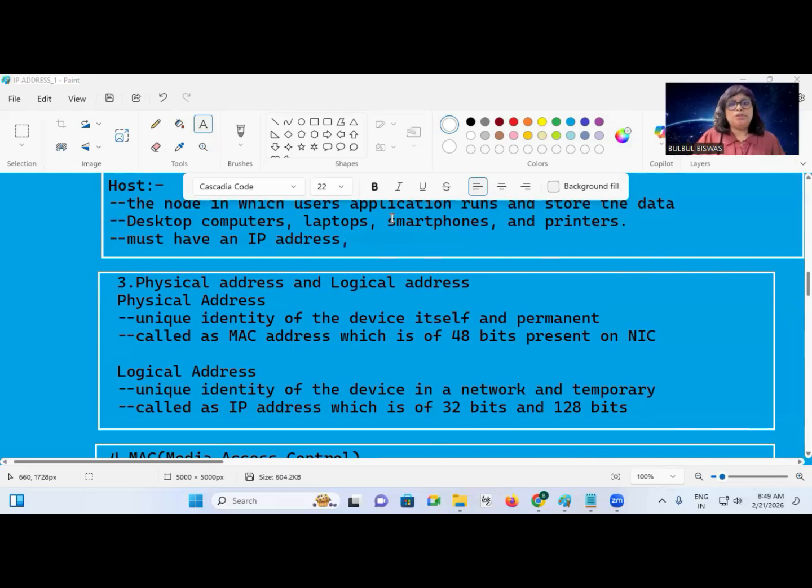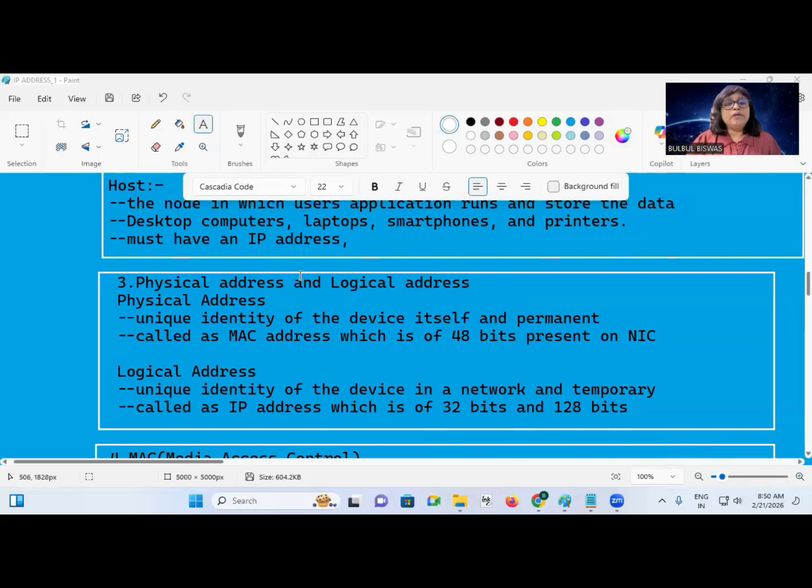But you, the person, when becoming a member of different groups, you get a group membership number. That is your IP address or logical address. That means our MAC never changes, but our IP may change, because when I change the team, I get a new team membership number. But I am the person, my physical identity will never change.